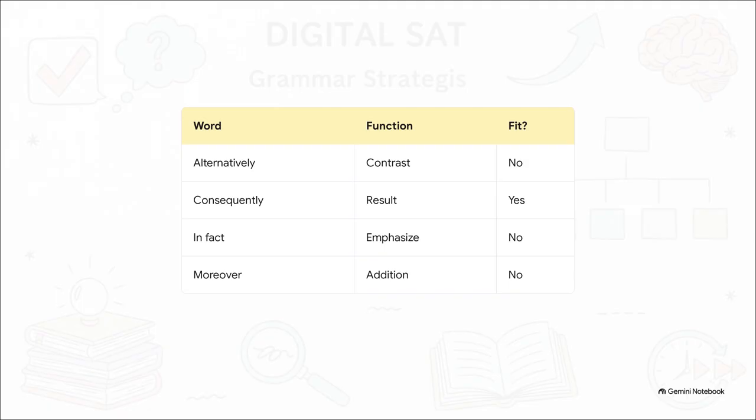Let's look at them. Alternatively signals a contrast. Does that fit cause and effect? Nope. In fact is used for emphasis. Absolutely not. Moreover means in addition. Again, no. But consequently, that literally means as a result, yes. Because we identified the function beforehand, we didn't waste a single second debating whether moreover sounded sufficiently academic in the sentence. We just hacked the logic.